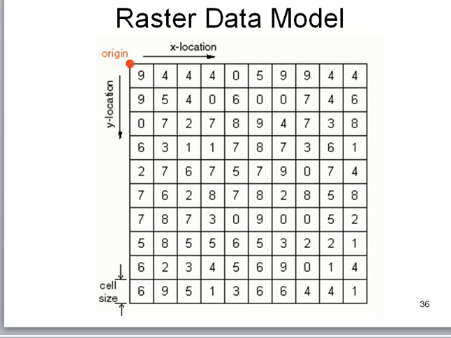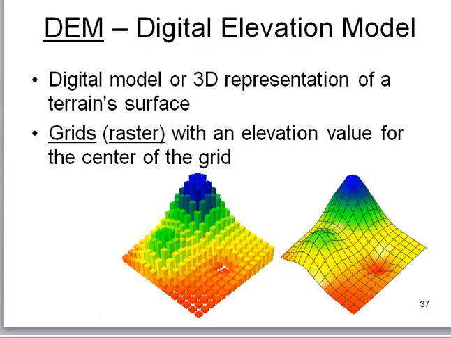Now when we go to a digital elevation model, we're able to use those rasters or that data to create a 3D image or representation. And so in a DEM, every grid cell has a value for the elevation of that grid cell. Sometimes it's an average, sometimes it's the elevation of the center of the cell. There are different ways to determine what value you're going to give that cell.